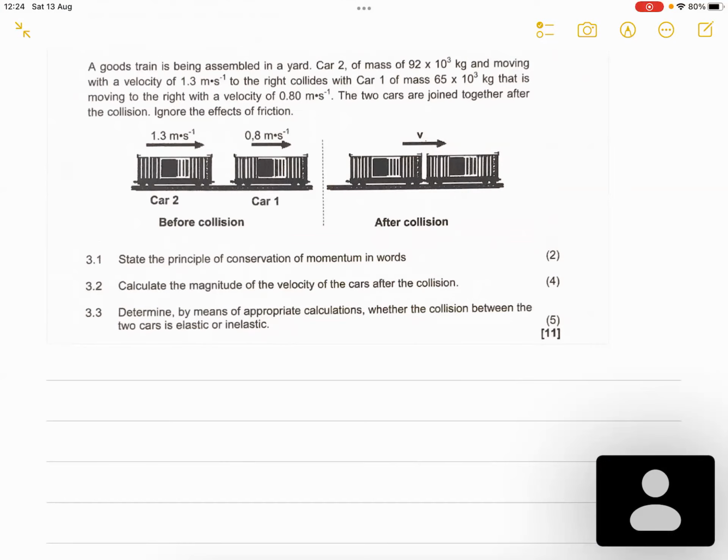So this is an example where you have a goods train being assembled in a yard. There are two cars here and it's labeled in the drawing. Car 2 of mass 92 times 10 to the 3 kilograms, moving with a velocity of 1.3 meters per second to the right, collides with car 1 of mass 65 times 10 to the 3 kilograms that is moving to the right with a velocity of 0.8 meters per second. The two cars are joined together after the collision. Ignore the effects of friction. Then they're showing us the before collision and after collision.